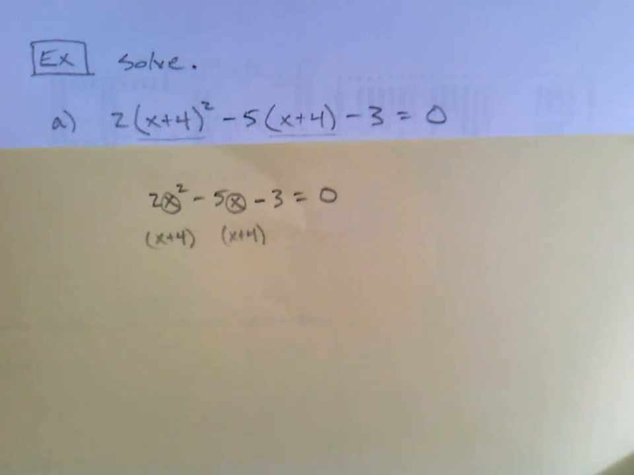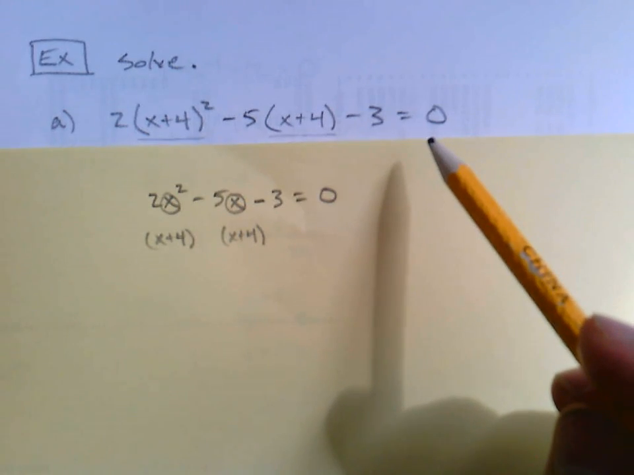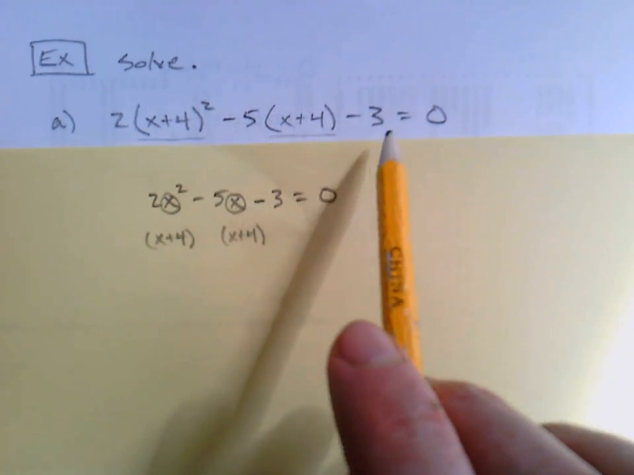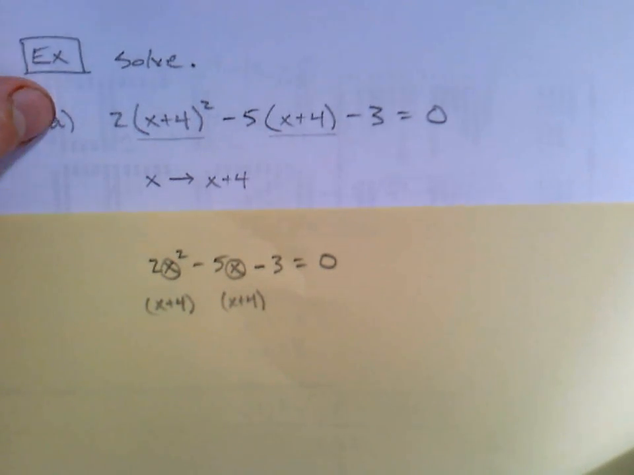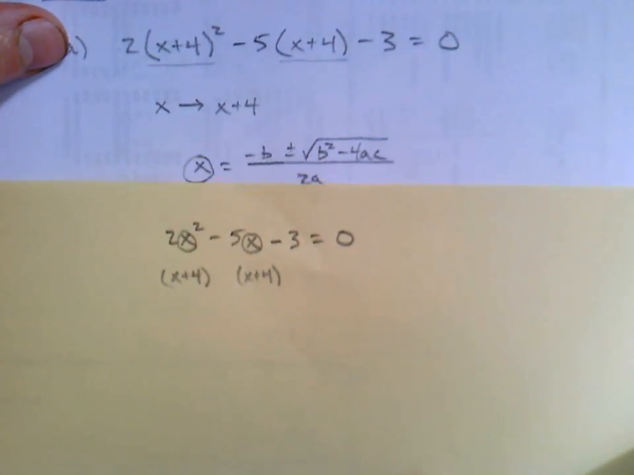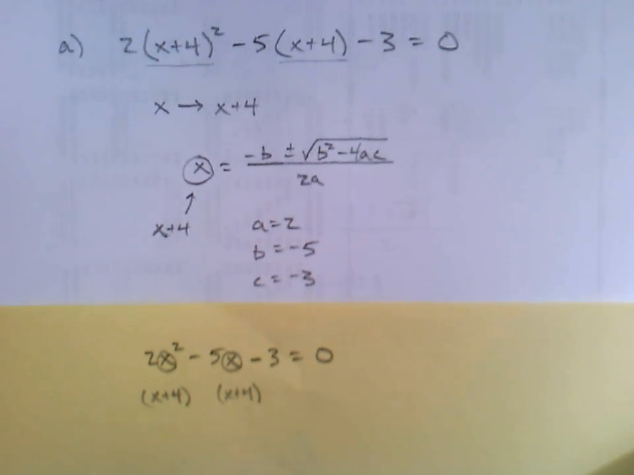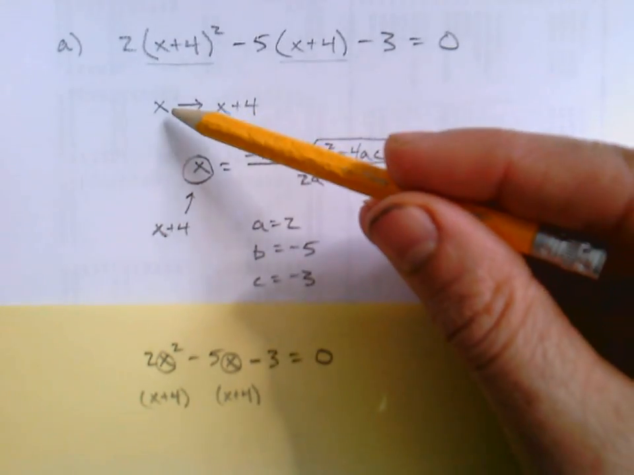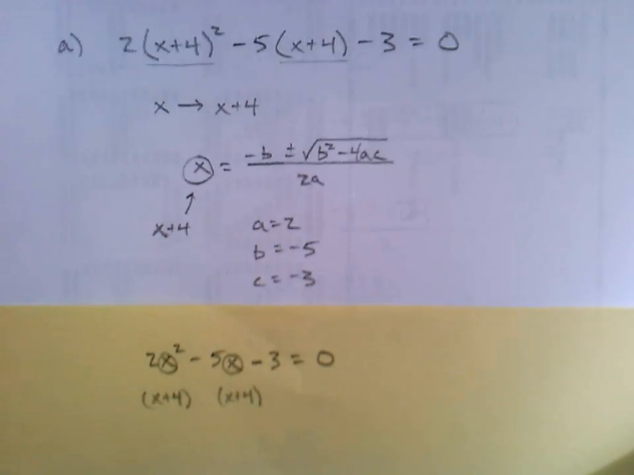So what does that mean? Turns out we can still use the quadratic formula with a as 2, b as negative 5, c as negative 3. But this time it's not going to be x equals, it's going to be x plus 4 equals. So here I'm indicating the x has become x plus 4 squared, x plus 4.